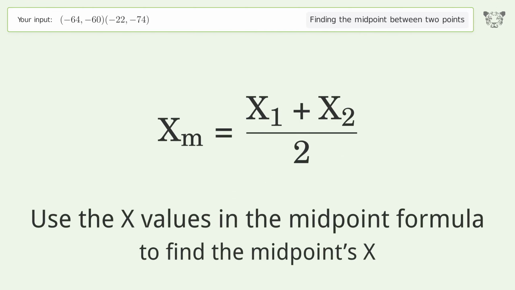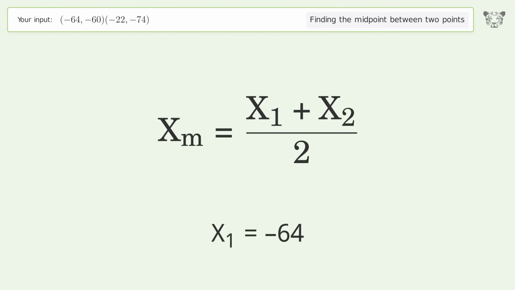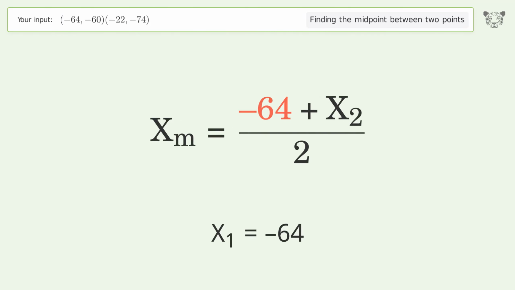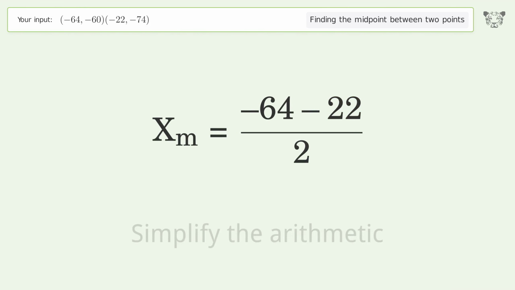Use the x values in the midpoint formula to find the midpoint's x. x1 equals -64. x2 equals -22. Simplify the arithmetic.